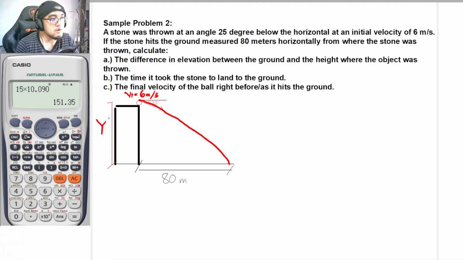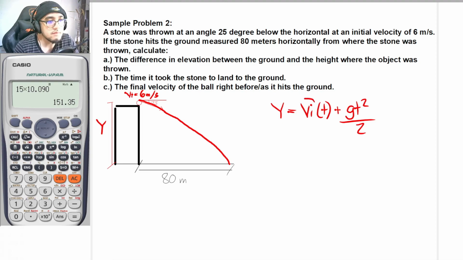For your vertical displacement y, y is equal to vi times t plus gt squared divided by 2. Take note that this should be VIY, so do not forget this. Though we still do not know the value for VIY, it can easily be solved since that is just 6 meters per second sine 25 degrees. But for our value for time, we still do not know this value yet.